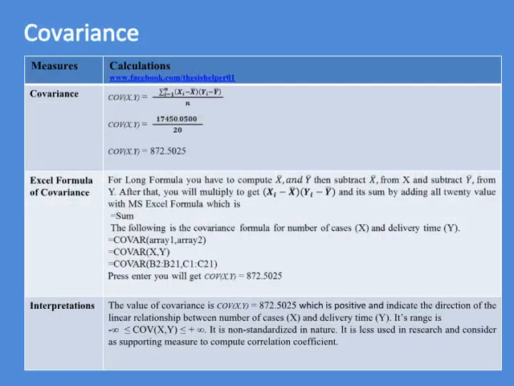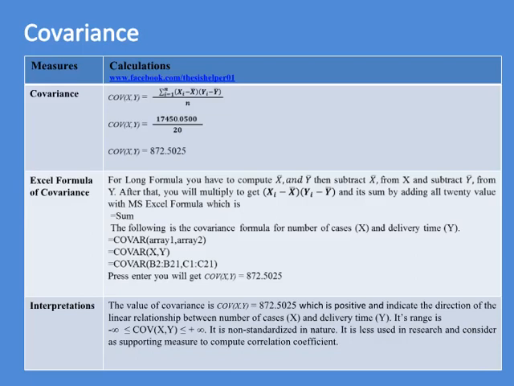Covariance is equal to the summation of xi minus x bar multiplied by yi minus y bar, divided by n. By putting values, the summation of (xi minus x bar)(yi minus y bar) is equal to 17,450.0500. Thus, covariance is equal to 875.5025. The MS Excel formula of covariance is given to help get the same answer as computed by MS Excel. It is an important tip that MS Excel uses n instead of n-1 in the denominator of the covariance formula.